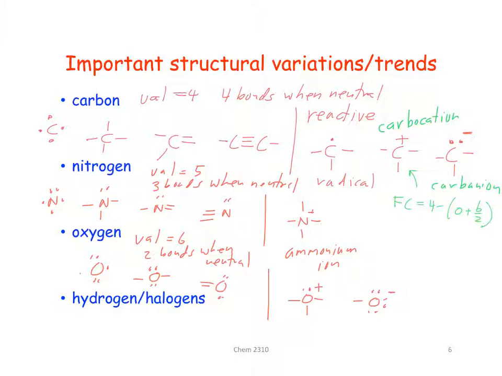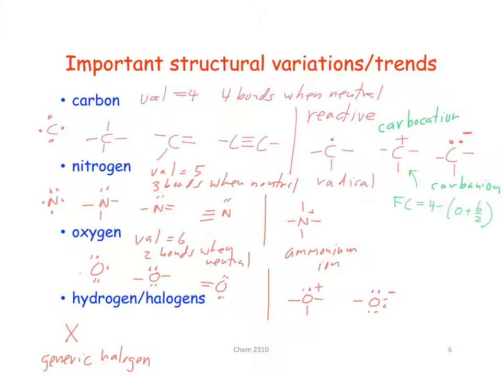All right, the last group of atoms that we want to be able to recognize quickly and work with are hydrogen and the halogens. Okay, so let's do the halogens. The common generic form of halogens is X. Generic halogen. Okay, so fluorine, chlorine, bromine, iodine. Those are the ones that we're going to be concerned with.